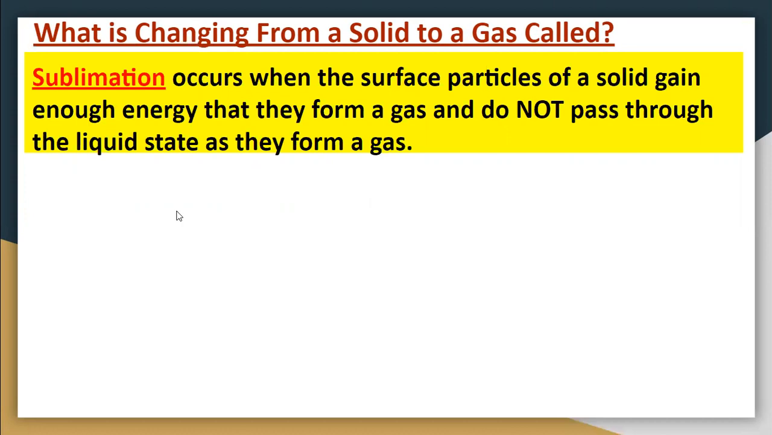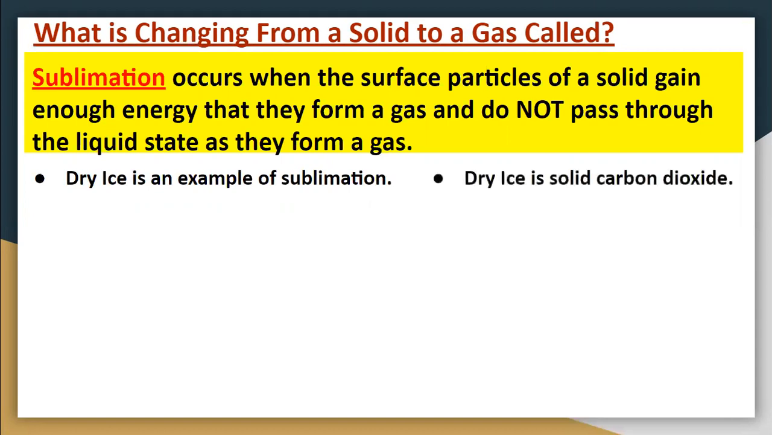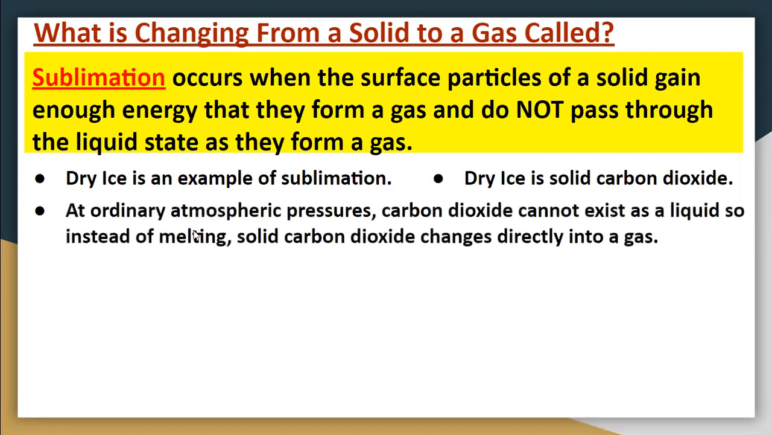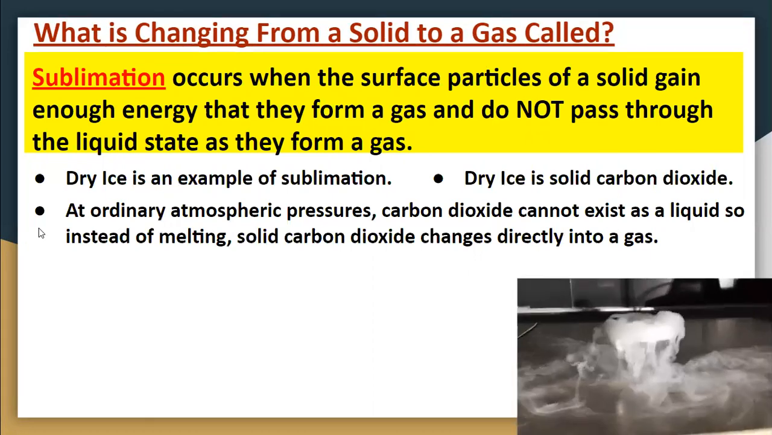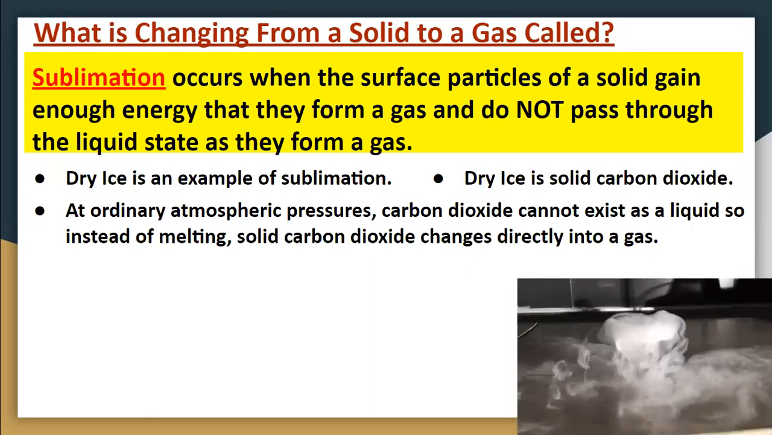That's called sublimation. So dry ice is an example of sublimation. Dry ice is solid carbon dioxide. At ordinary atmospheric pressures, which we have normally on the Earth, carbon dioxide cannot exist as a liquid. So instead of melting, solid carbon dioxide changes directly into a gas. Very interesting. There's an example. That's solid carbon dioxide changing directly into a gas.